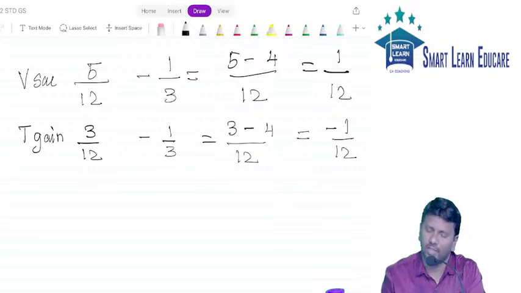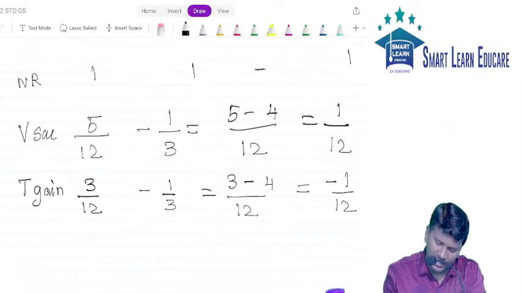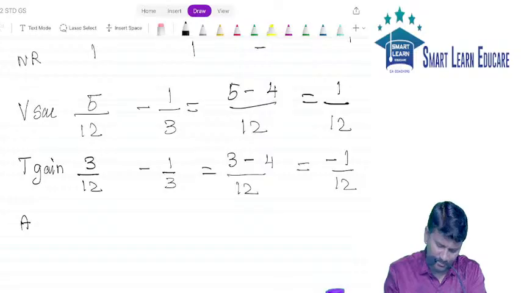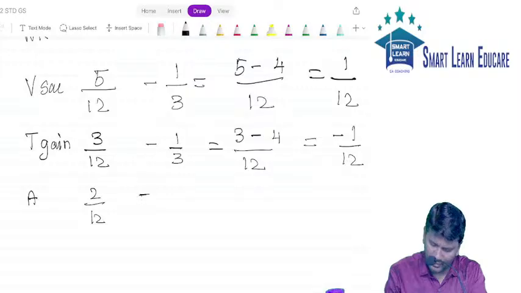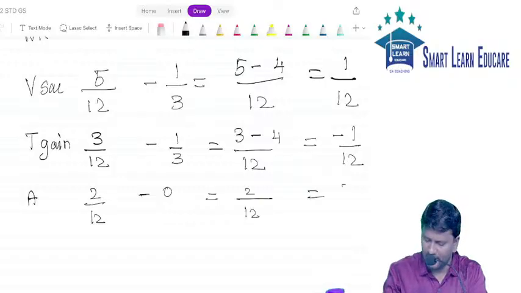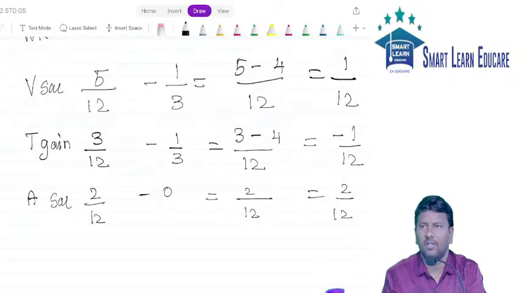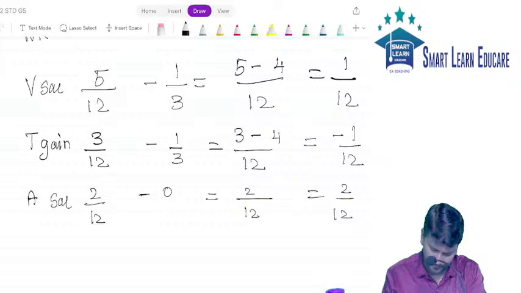One more partner we have. Who is that another partner? A, the retiring partner. Old ratio 2/12, new ratio 0. We don't have any new ratio. You will be getting 2/12. Answer is positive. Answer is positive means A is a sacrificing partner. Next V, T, A, last B.